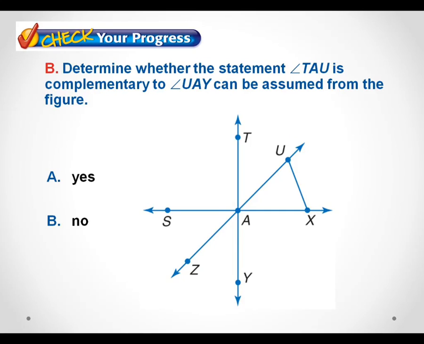Determine whether this statement is true, that angle TAU, this angle, is complementary to angle UAY, which is this one. Are those complementary? No, I can't even be sure they're complementary anyway, but they definitely don't look complementary, right? For them to be complementary, I'd have to see that there's a right angle somewhere.